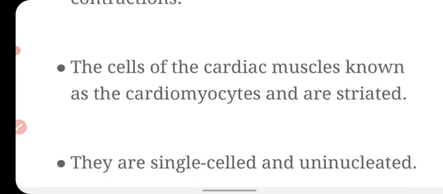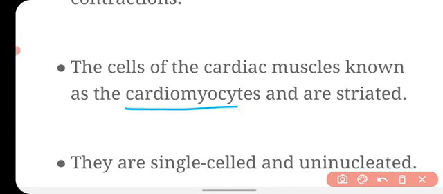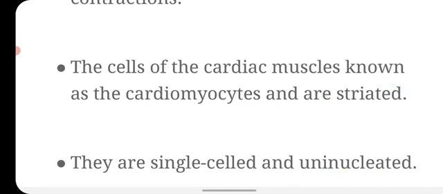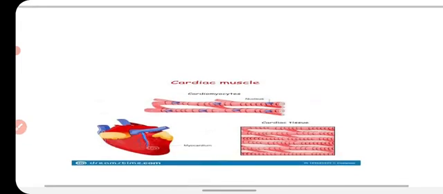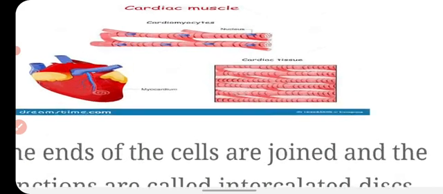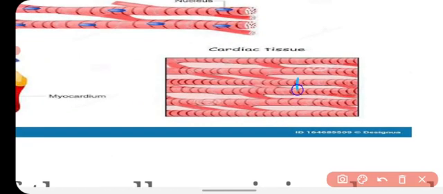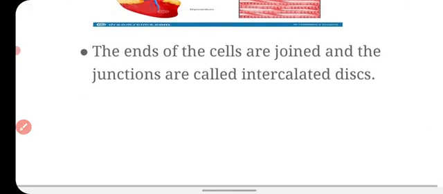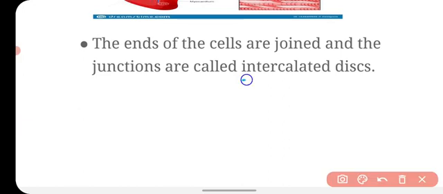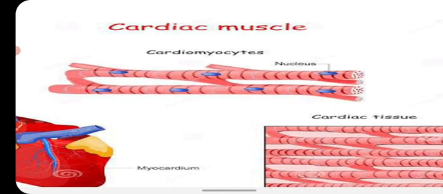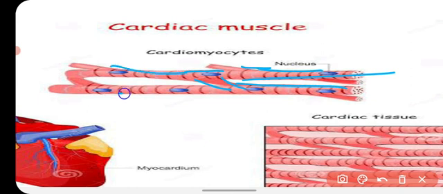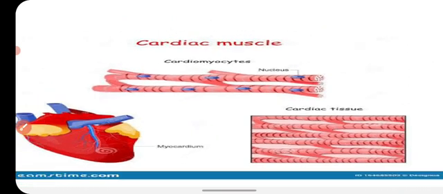The cells of the cardiac muscles are known as cardiomyocytes, and they are striated. Dark and light bands are found in the cardiac muscle, and they are single celled and uninucleated. You can see here they have dark and light bands, and they are branched. The ends of the cells are joined with junctions called intercalated discs. At the place of branching they have intercalated discs from where the contraction of the cells starts.